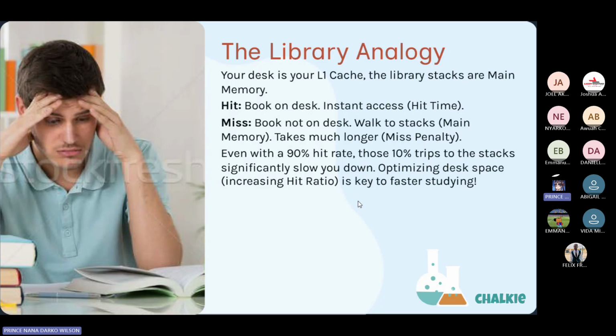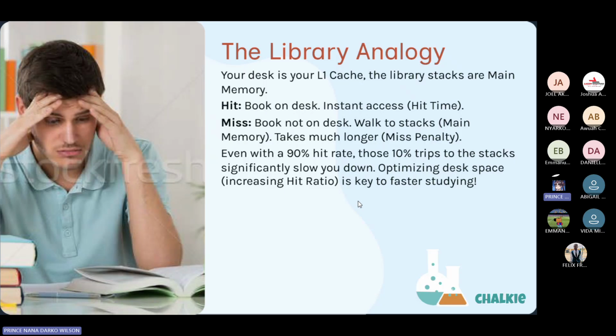So where all the books are held inside the library becomes your main memory. Now, when you get a hit, it means you are taking a book that's already on your desk. This is instant because once you reach out, you pick it up. Therefore, we define that as hit time: the time in which you are able to get that book that's already on your table is called the hit time.